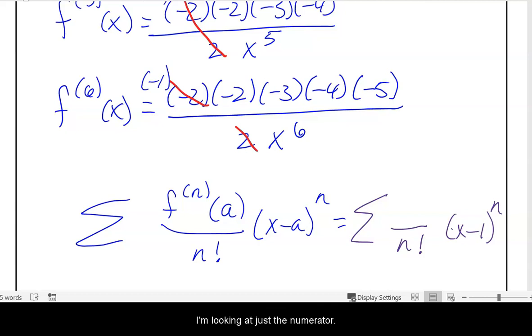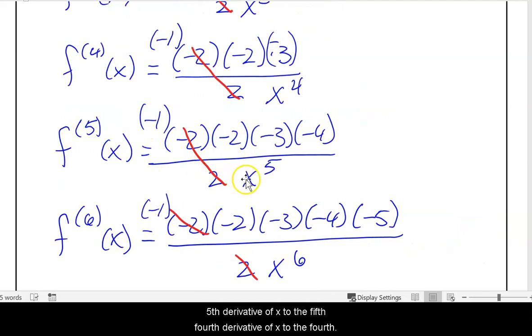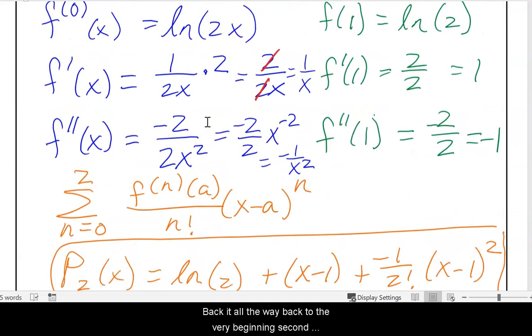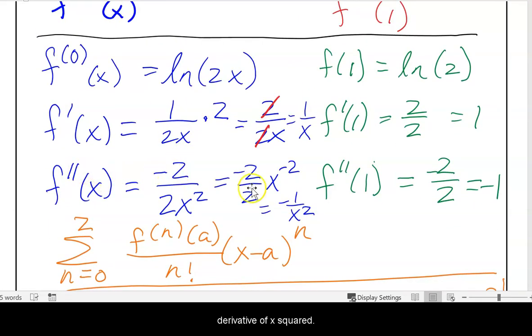So if I'm looking at just the numerator, it looks to me like when I do the sixth derivative, I have x to the sixth in the denominator. Fifth derivative, x to the fifth. Fourth derivative, x to the fourth. Back all the way to the very beginning. Second derivative, x squared. First derivative, x. The zeroth derivative is the only one that might not work. And in fact, in this case, it doesn't quite work because it doesn't give me the natural log of that value. It takes it back to natural log of 2.